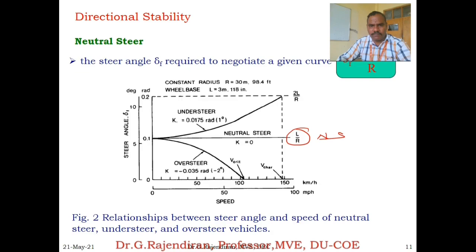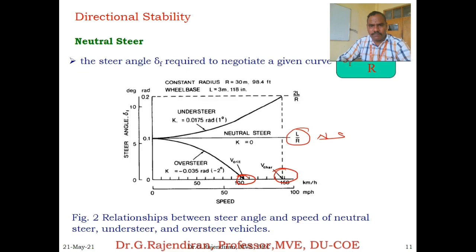And for the understeered vehicle, it increases up to 2L by R. At this 2L by R, the speed is called the characteristic speed. For the oversteered vehicle, it decreases with the vehicle speed. At the speed at which delta is equal to 0, that is called the critical speed. Clear?